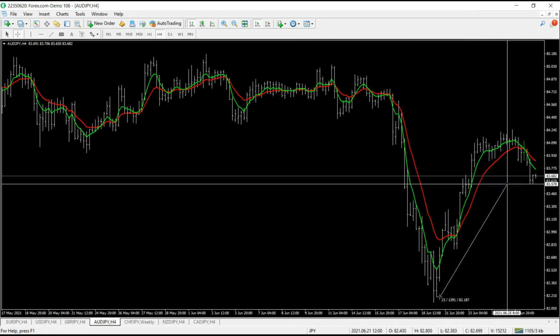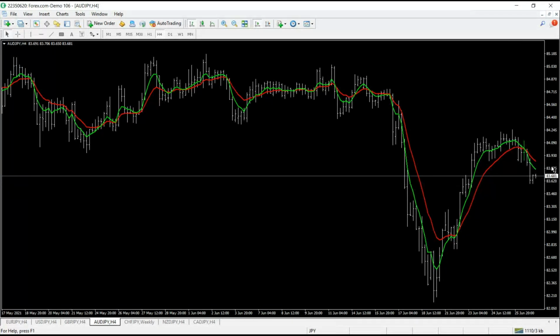And this one has 140 pips or so of potential with its previous highs 40, 50 pips away. So another one that's a good risk reward ratio.